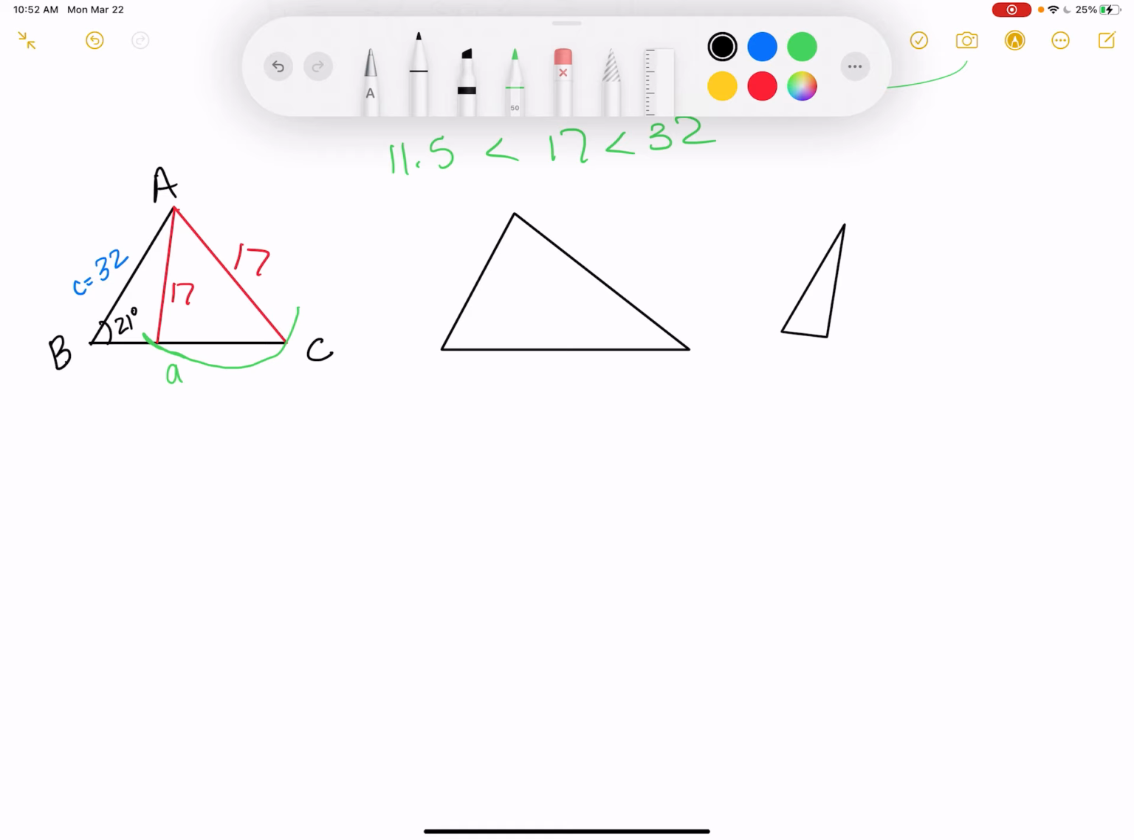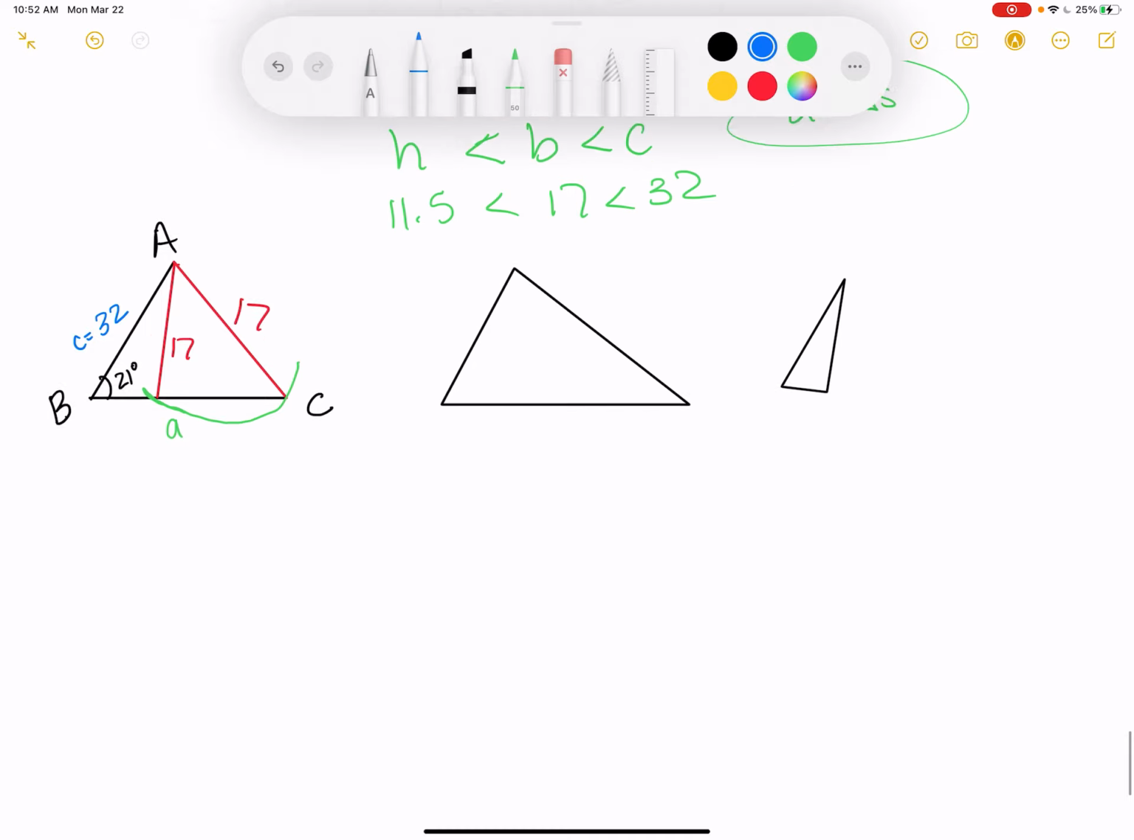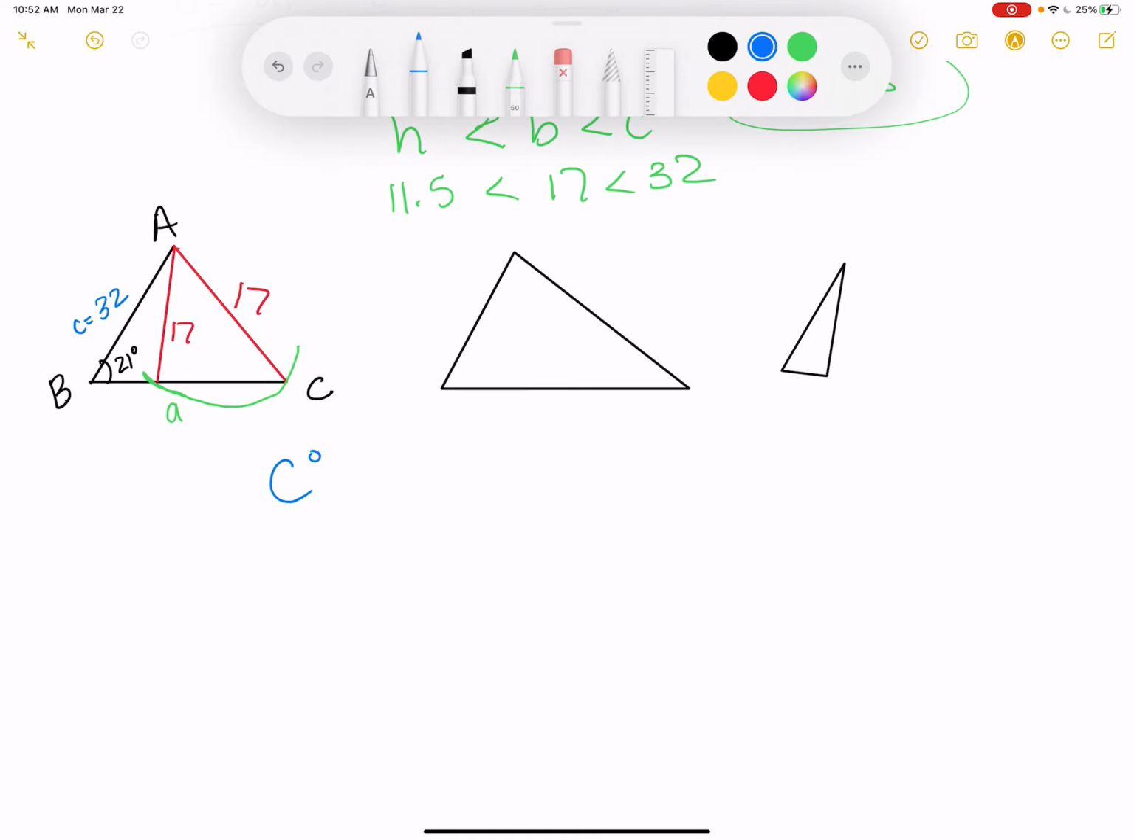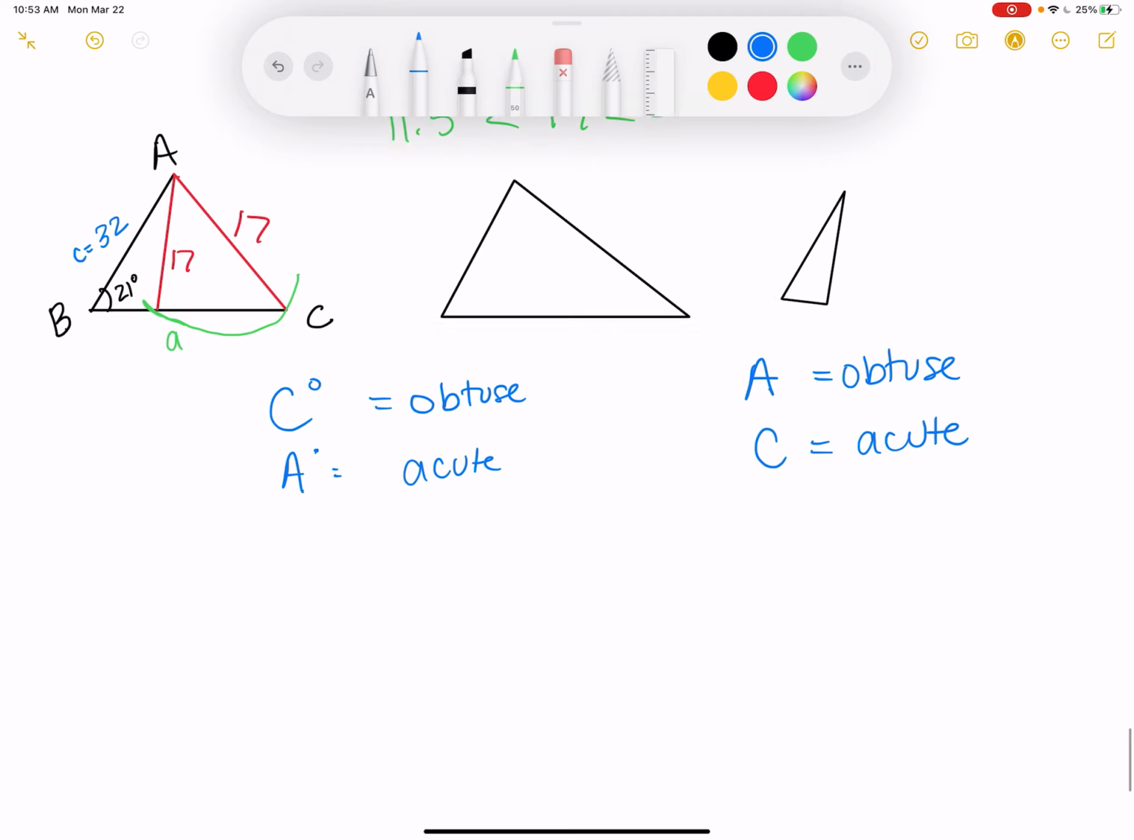In one scenario, for one triangle, angle C is going to be obtuse, and angle A is going to be acute. Then for the other one, angle A is going to be obtuse, and angle C is going to be acute. So basically I'm going to have two triangles, but they're not going to come out to be the same values.